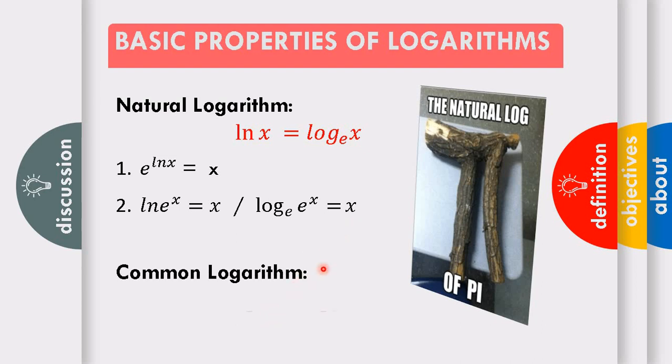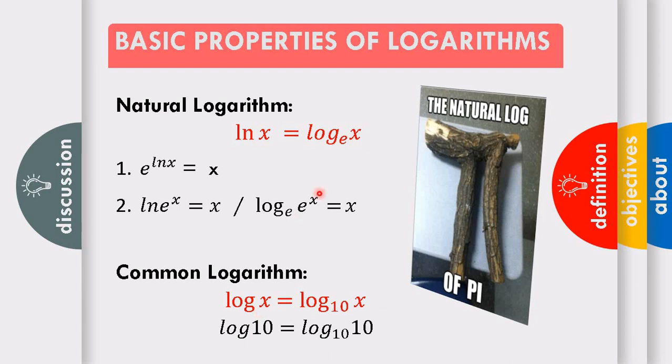And next, common logarithms. Logarithm of x is equal to logarithm of x to the base 10. So if we have no base given, it is automatically base 10. So log of 10 is equal to log of 10 to the base 10. Okay, so again, remember that if there is no base in the logarithm, the base is always equal to 10. Okay, so now let's use these basic properties in order to solve problems involving logarithms.